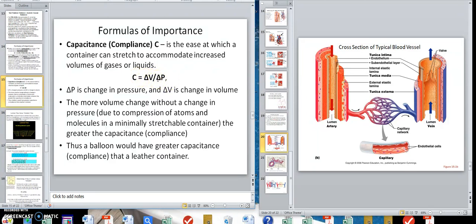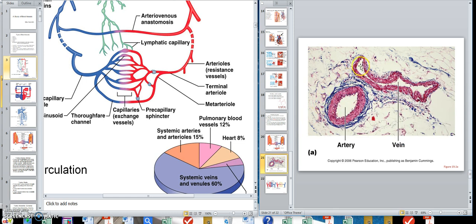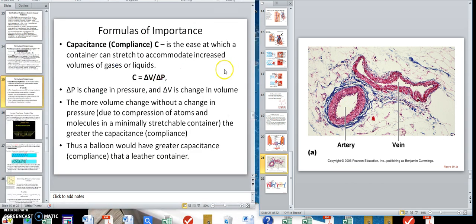We said our veins were the capacitance vessels. We just saw that the veins are holding more of the blood. Well, why are they capacitance? Why are they our capacitance vessels? Let's look at this. Look there. The veins stretch out easier than the arteries. Okay, so you can quite naturally see that this would be our capacitance vessels.